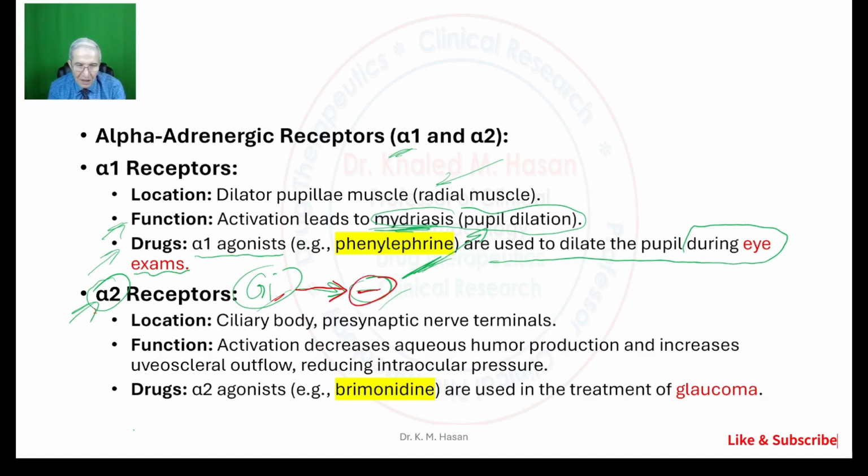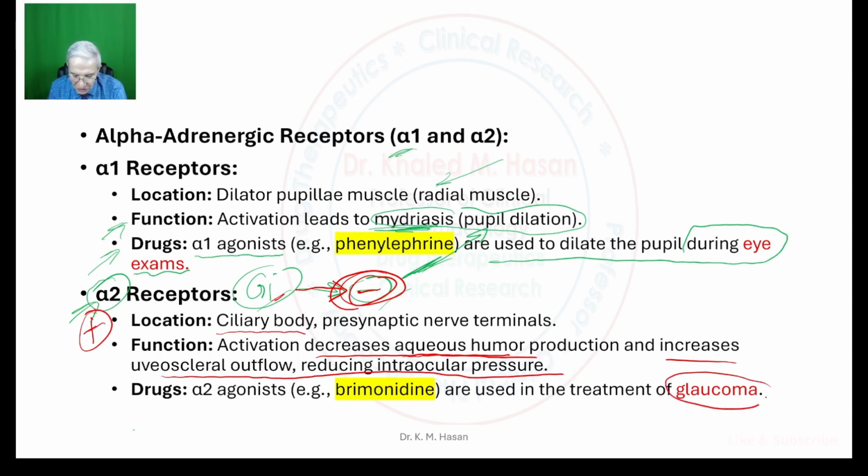So what happened here? In the eye, we have intraocular secretion. We have aqueous humor. So this alpha 2 receptor is available in the ciliary body and responsible for the secretion of aqueous humor. If you activate alpha 2 receptor, the result will be inhibitory effect. Therefore, activation of alpha 2 receptor will decrease aqueous humor production and increase uveoscleral outflow, reducing intraocular pressure. And we use the medication to treat glaucoma. We have brimonidine, and another group of medication belonging to the alpha 2 agonists.